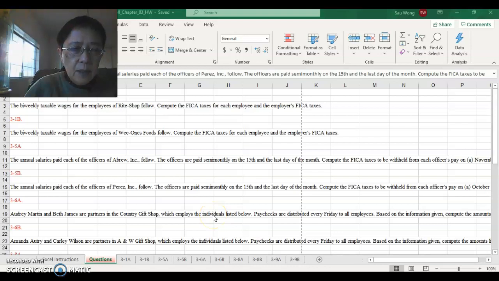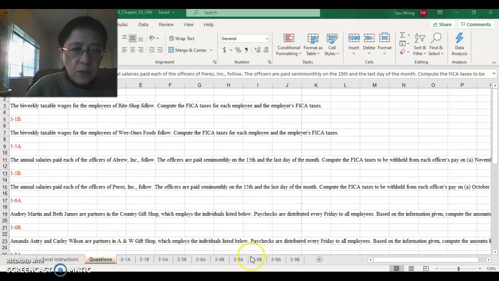Hello everyone. Today we'll talk about the homework assignment, Chapter 3, Module 3. When you open the Excel spreadsheet, you see down below 3-1A through 3-9B. You have to finish all these questions, and our questions are on the very first tab. These are the questions in here.